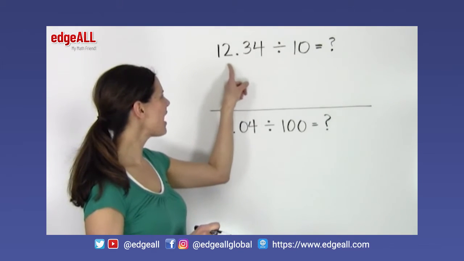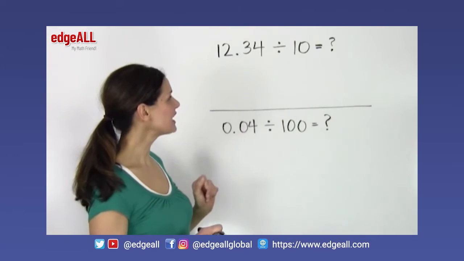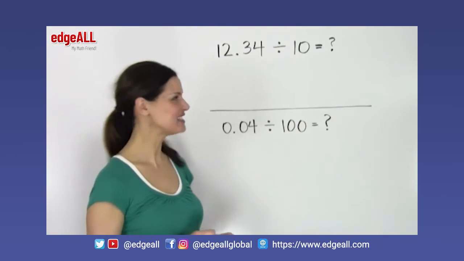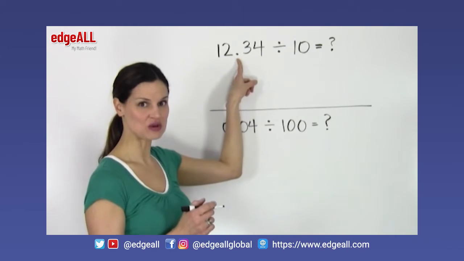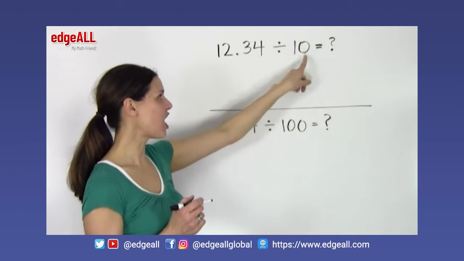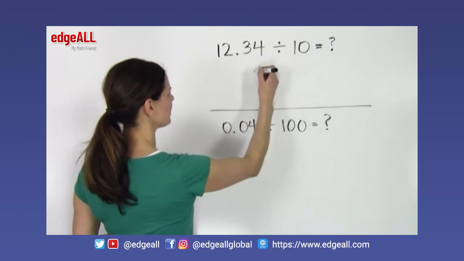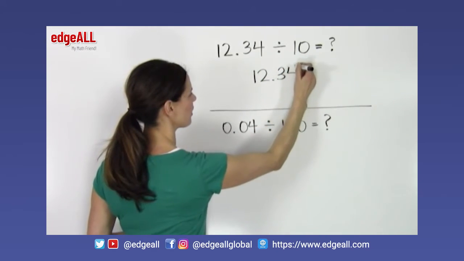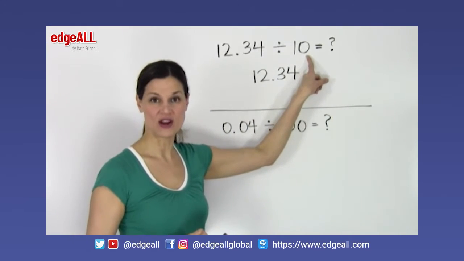So I have 12.34 divided by 10. The trick to remember with moving decimals with division by multiples of 10 is that you want to move your decimal place in the quotient as many places to the left as there are zeros in your divisor. So let's write our number 12.34. In this case, we have one 0 in our divisor.